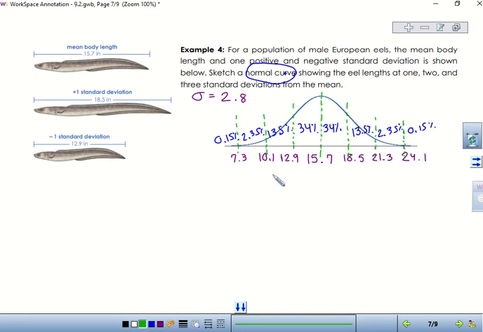This is all they really wanted to know, a sketch of the normal curve, and then within 3 on each side. So if they say within 1, 2, and 3 standard deviations of the mean, you need to do both sides of the curve. Does anybody have any questions about this one?